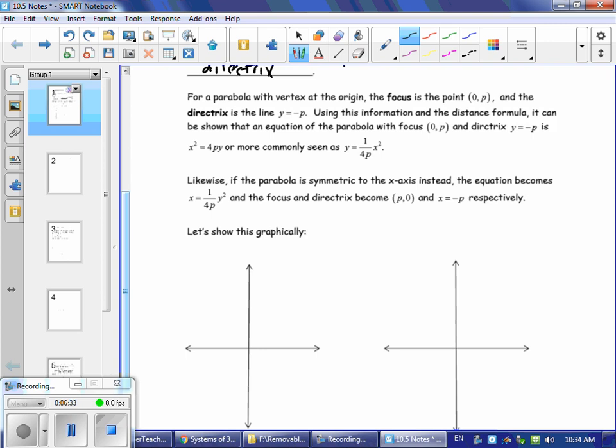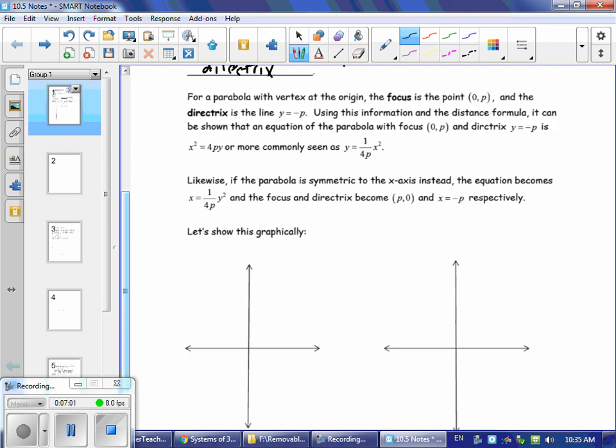That should really make sense if what we just said was every point on the parabola has to be an equal distance from the focus, which is (0, p), and the directrix, which is y equals negative p. P and negative p should be the same distance away from the origin. Using this information and the distance formula, it can be shown that the equation of the parabola with the focus (0, p) and the directrix y equals negative p is x squared equals 4py.